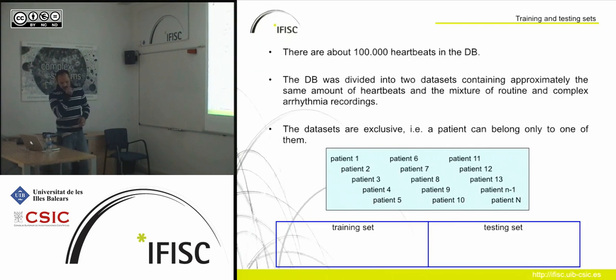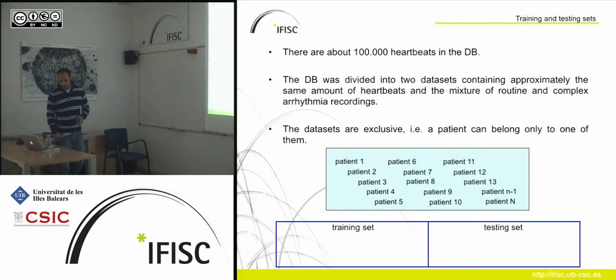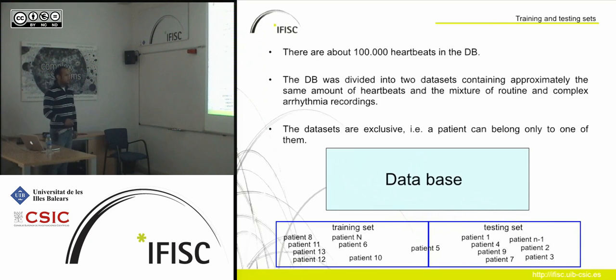Let's go back to the data set. Our database has about 100,000 heartbeats when we combine all of them. And we divided this database into two small data sets, which I'm going to call the training set and the testing set. Something that we do, they are exclusive, so we cannot have a patient that belongs to both. Every one of them either is in the training or is in the testing. It cannot be in both.